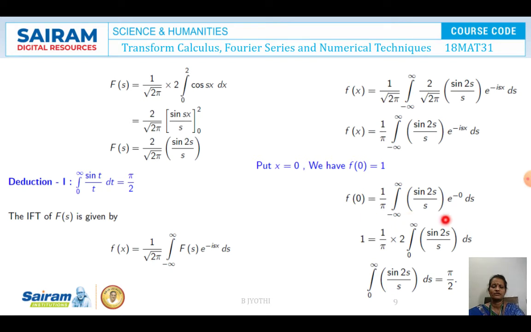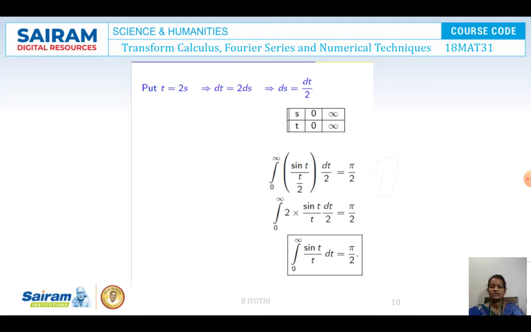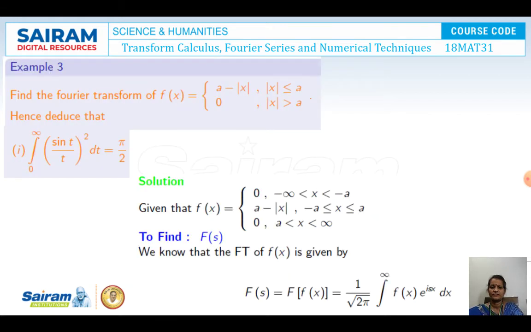Therefore f of 0 will be given by this, that is, by taking the constant outside, integral of sin 2s divided by s into ds. When we put t equals 2s, that is s equals t by 2, dt will be 2 into ds, so ds is dt by 2. So sin t divided by t by 2 into dt by 2. So 2 and 2 get cancelled. We get pi by 2 as the deduction.